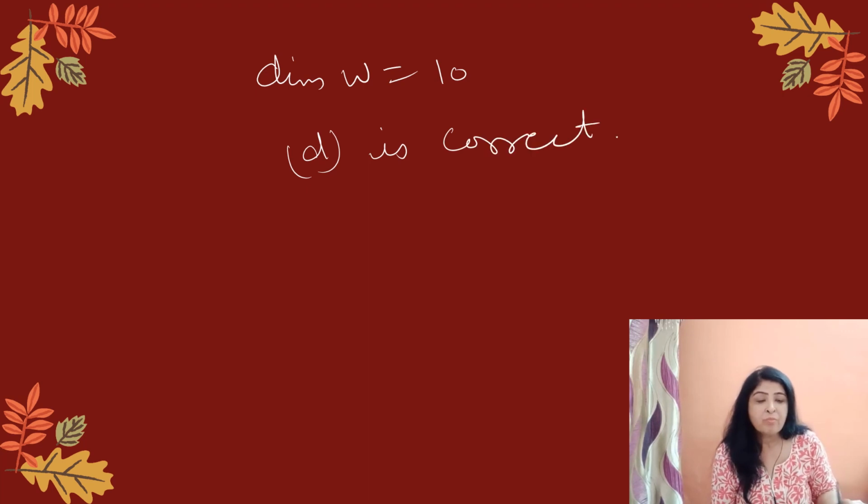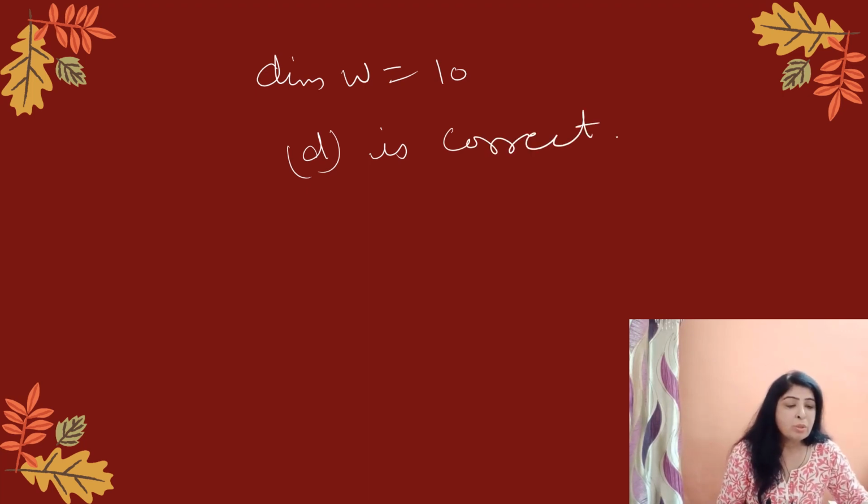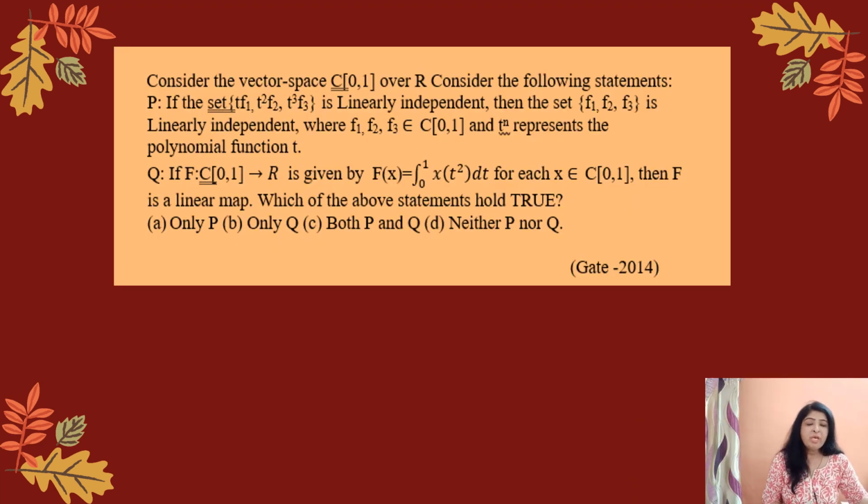Here we are given a vector space C[0,1] over R, and two statements are given to us, P and Q. We have to prove which one of the following is correct. In the first statement, it says that if the set T F1, T square F2, T cube F3 is linearly independent, then the set F1, F2, F3 is linearly independent. We have to prove this.